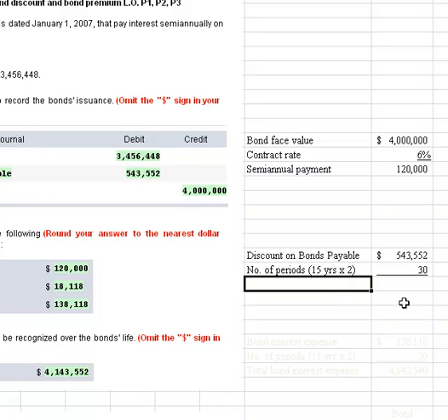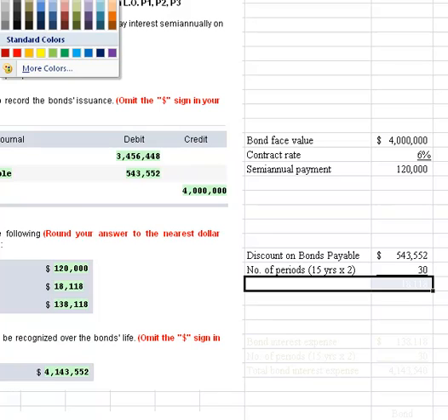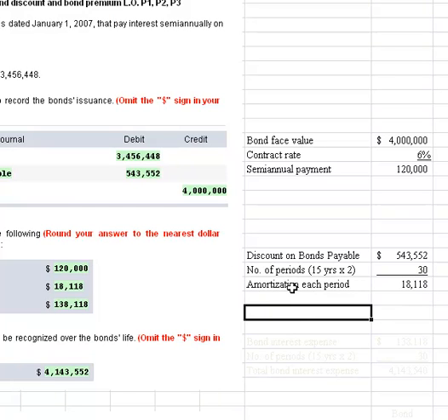Once I do that, what I come up with is the amortization each period using the straight line method. So we're going to write off from the balance sheet $18,118 of that discount every period, and by the end, the discount on bonds payable will go to 0.